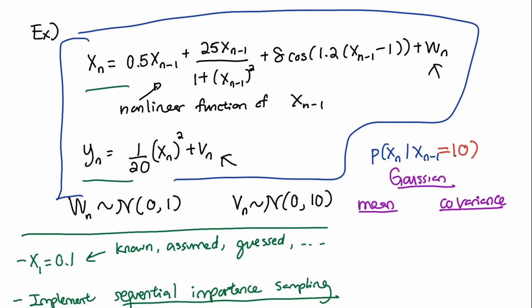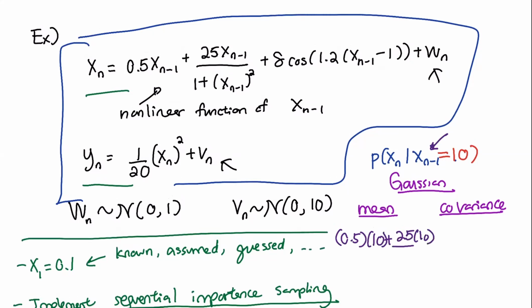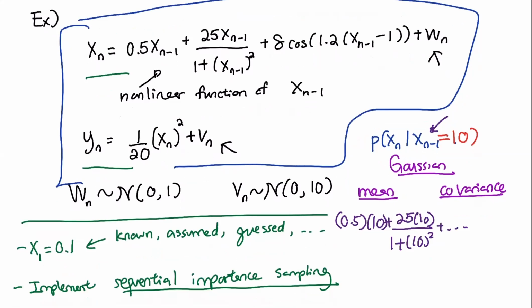So you're right that the mean is this, but to make it concrete, this depends on the value of xn minus 1. But when I look at this conditional, I actually do know the value of xn minus 1. So it's 0.5 times the value of xn minus 1, which in this simple example is 10, plus 25 times xn minus 1, which is also 10, divided by 1 plus 10 squared, and so forth. So I actually do know this, except when I write the math, I don't normally write it as given an actual number, I write it as given a variable. But that's the mean.